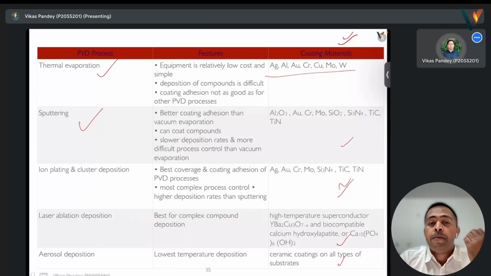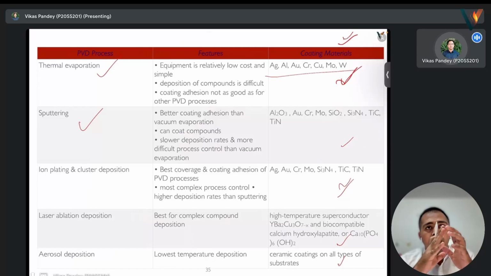The second one is sputtering, with better adhesion than thermal or vacuum evaporation. It can even be used to coat compounds. Unlike thermal evaporation, where only metals were possible, here some compounds can be used like Al2O3, TiO2, silicon nitride, TiC, TiN. But it has a slow deposition rate and is very difficult to control. It will start slow, go very fast, might get slow again. So a lot of optimization is needed.